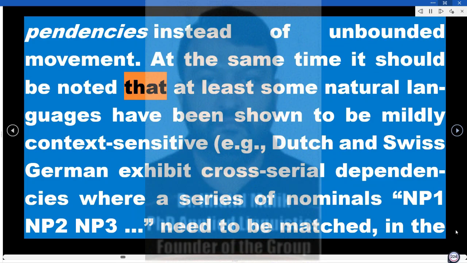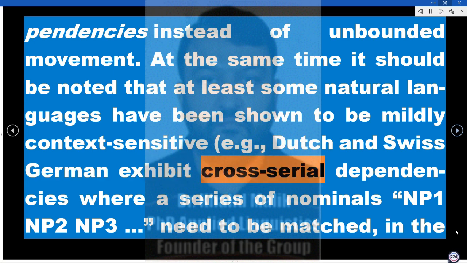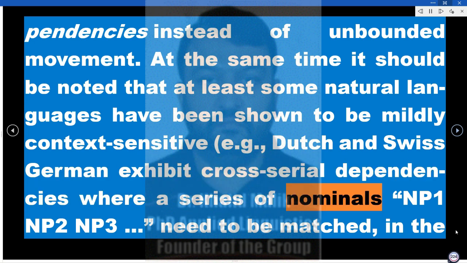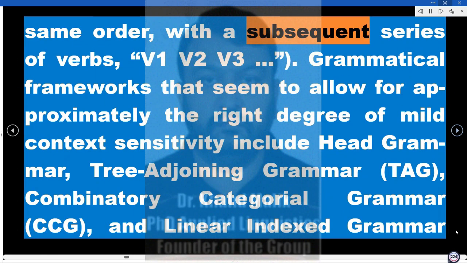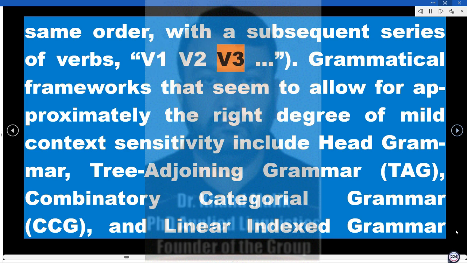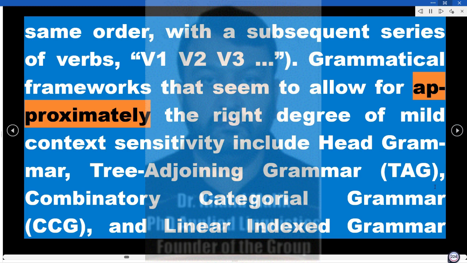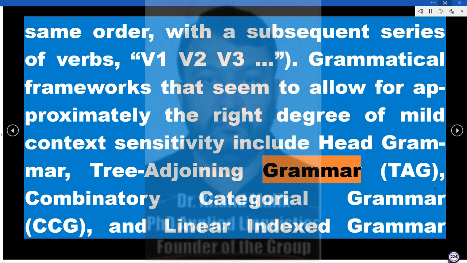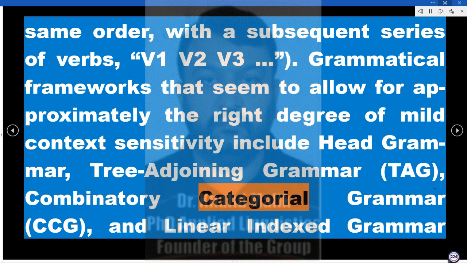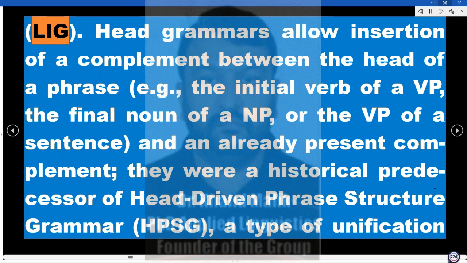At the same time, it should be noted that at least some natural languages have been shown to be mildly context-sensitive. For example, Dutch and Swiss German exhibit cross-serial dependencies where a series of nominals NP1, NP2, NP3 need to be matched, in the same order, with a subsequent series of verbs, V1, V2, V3. Grammatical frameworks that seem to allow for approximately the right degree of mild context sensitivity include head grammar, tree-adjoining grammar, TAG, combinatory categorial grammar, CCG, and linear indexed grammar, LIG.